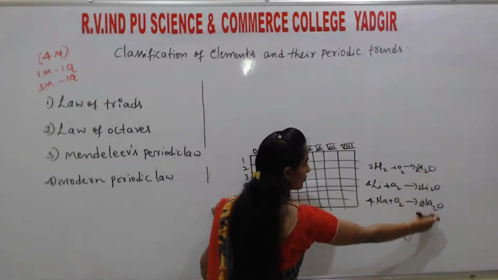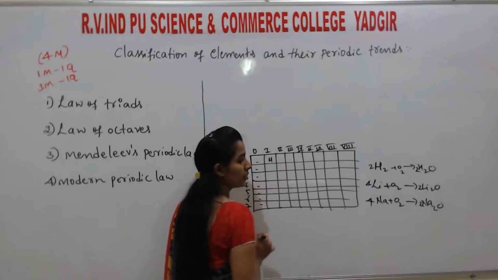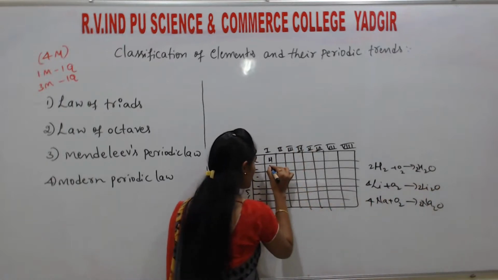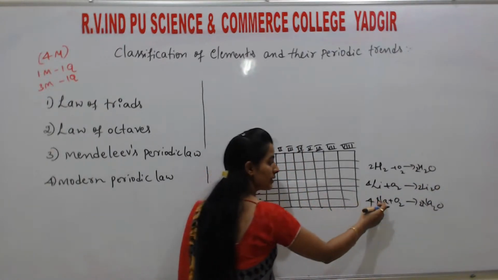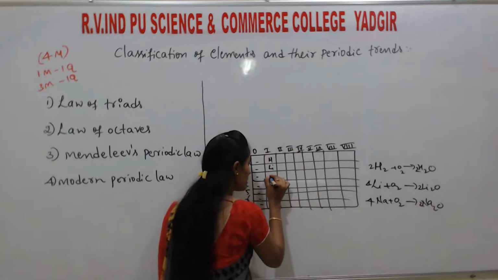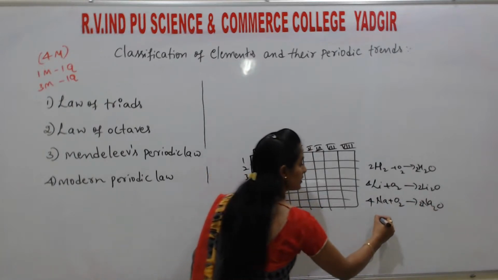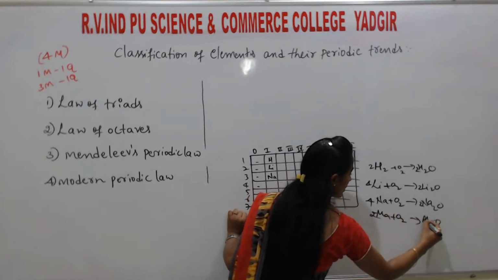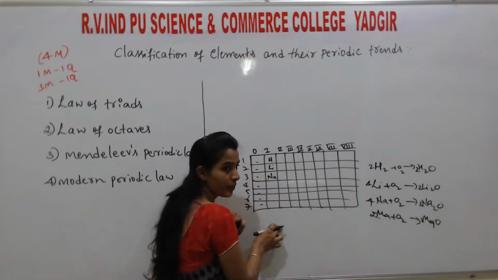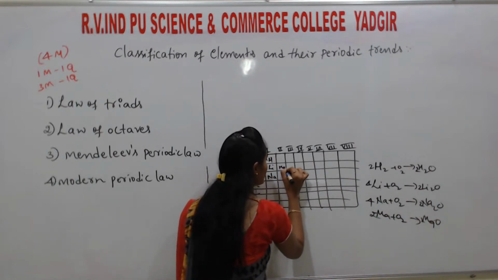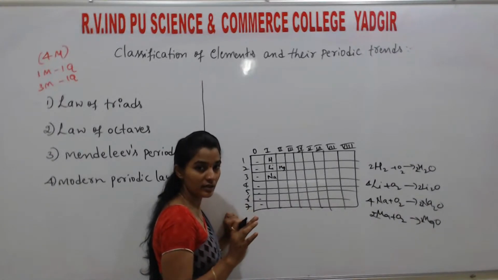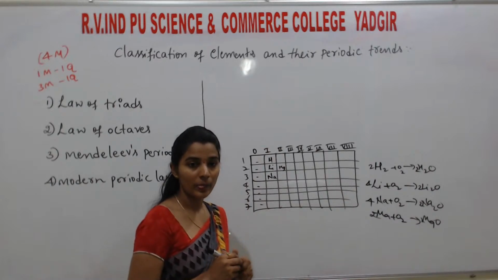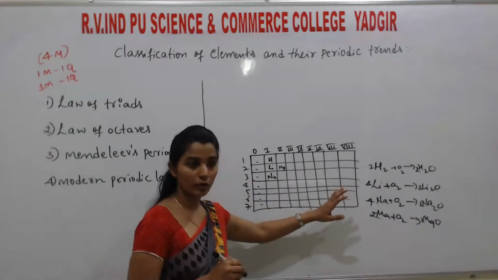If they form this type of compounds, first we discovered hydrogen, later we studied lithium. Lithium also forms this type of compound, so you place lithium here. Again you consider sodium. Sodium also forms the same type of compound, so you place sodium here. If we consider magnesium, magnesium reacts with oxygen and forms a compound like MgO. So it is not this type of compound, so you place magnesium here. Understand? So based on the properties, we try to arrange the elements, not based on the atomic mass.